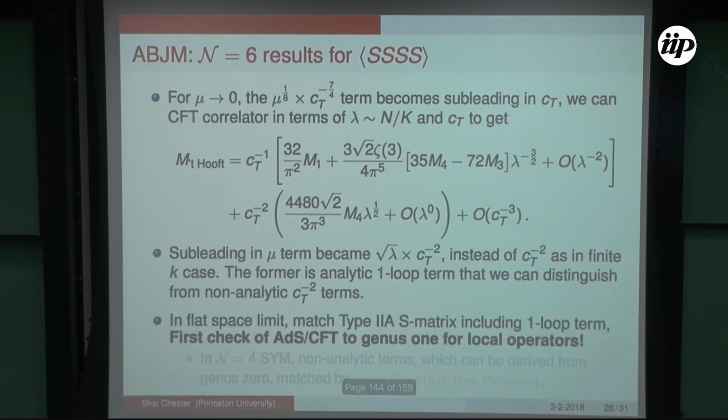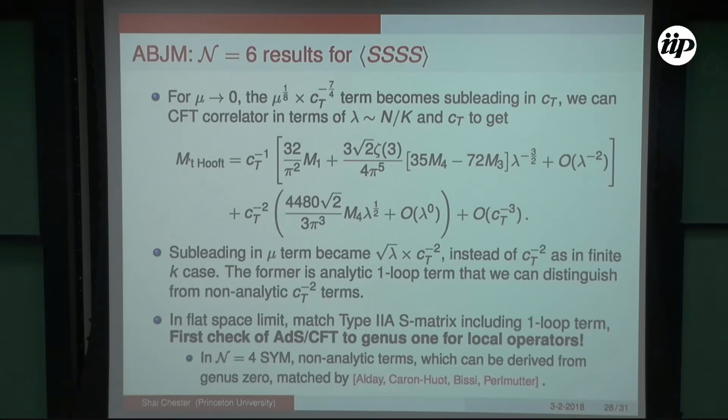If you take the flat space limit of this and compare it to the type 2A S matrix, we match both the r to the 4 term as well as this analytic genus 1 term. Philosophically, this is equivalent to the M theory match, since both of them are genus 1. But this is somehow more explicit, because we're literally matching a one-loop term to a one-loop term. Again, this is the first real match of this in AdS/CFT.